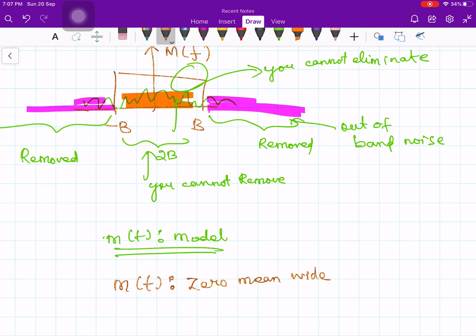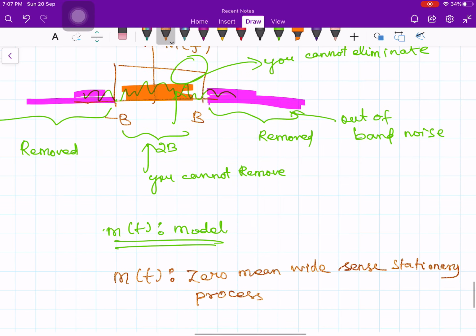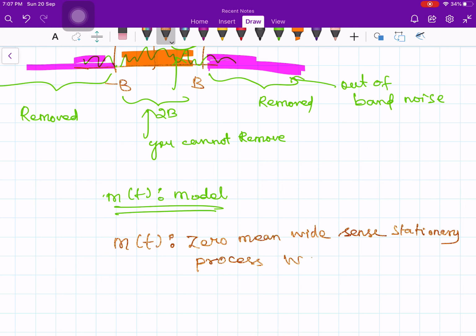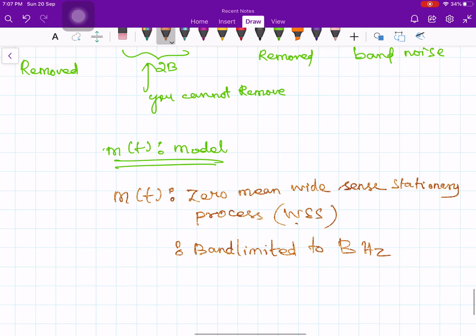Wide sense stationary process. So in short form, this is called WSS, wide sense stationary. And this m(t) is band limited to B hertz.